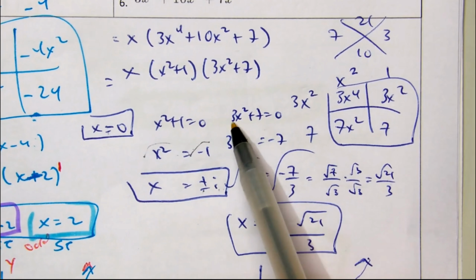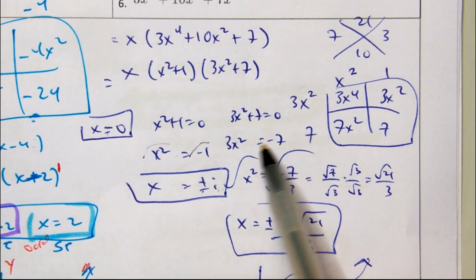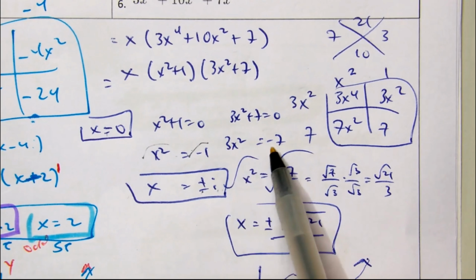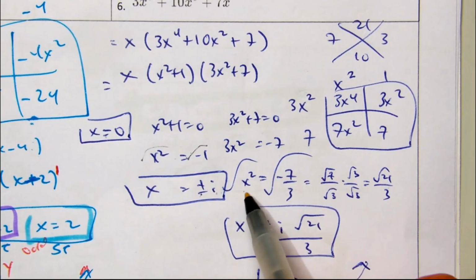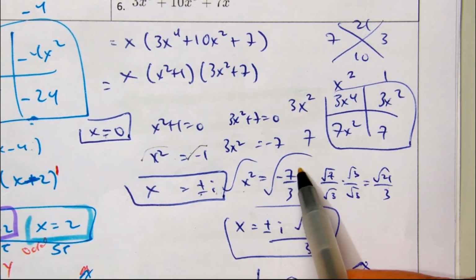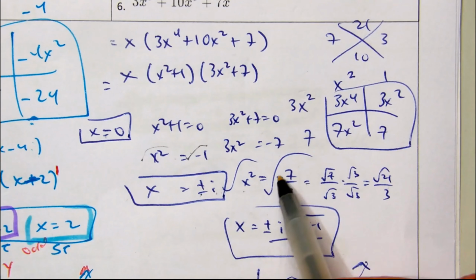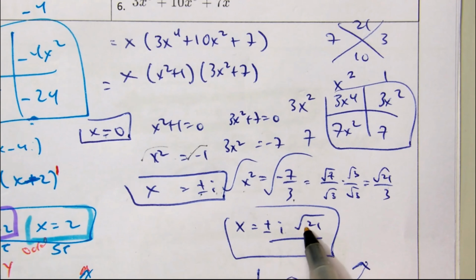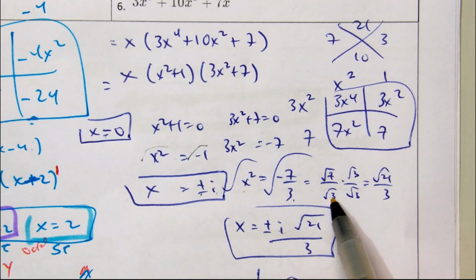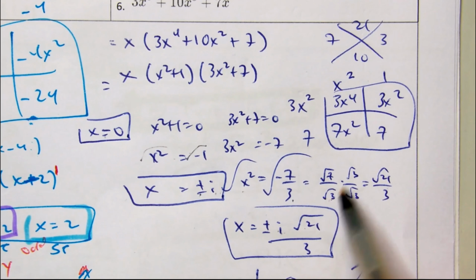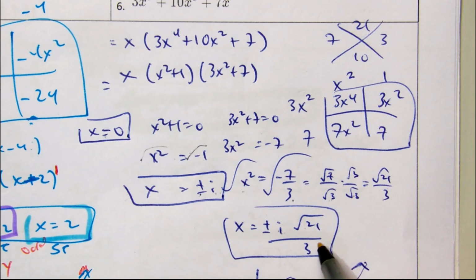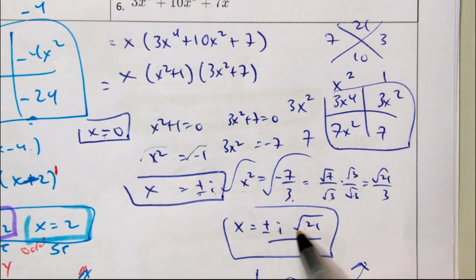The second one, 3x squared plus 7. You'll subtract 7 from both sides, divide by 3, and then take the square root. You have the square root of negative 7 over 3. The square root of negative 1 just becomes i out in front. The 7 over 3 is radical 7 over radical 3. We learned earlier in first semester you have to rationalize. You can't have a radical here, so you multiply by radical 3 over radical 3. You can change it by 1. You'll get radical 21 over 3. So your answer is x equals plus or minus i radical 21 over 3.